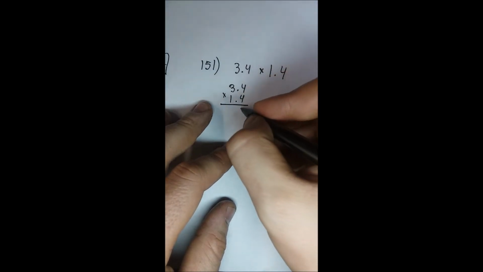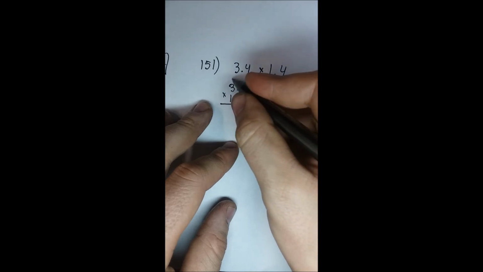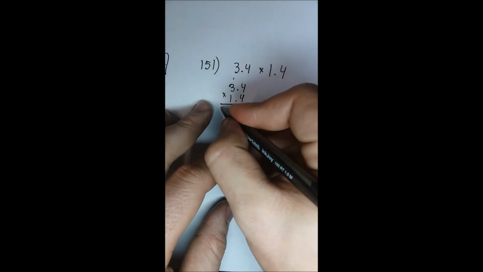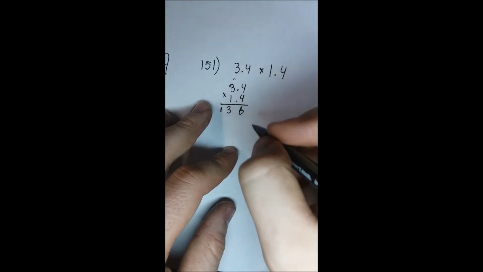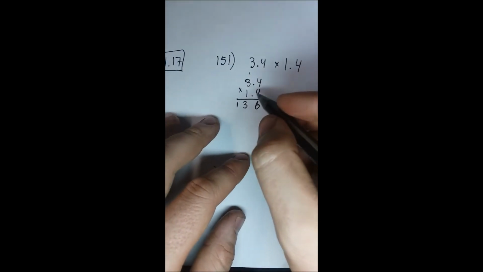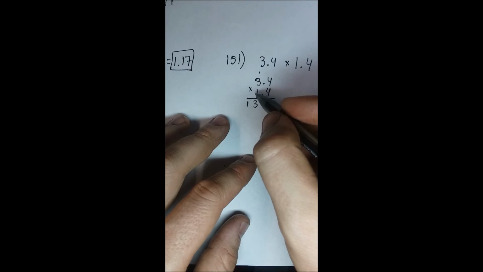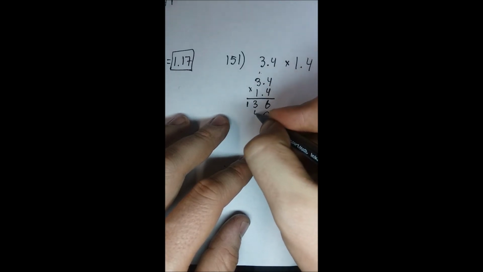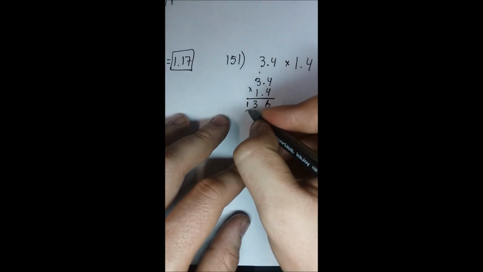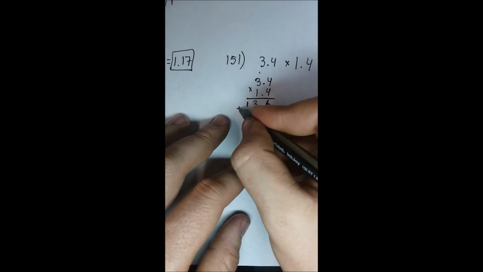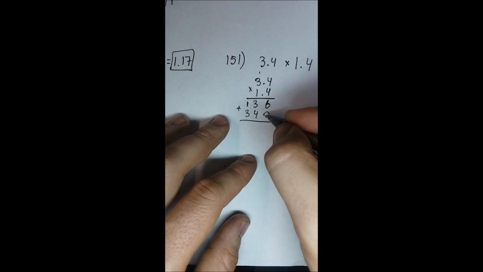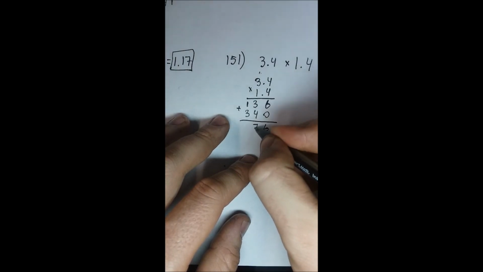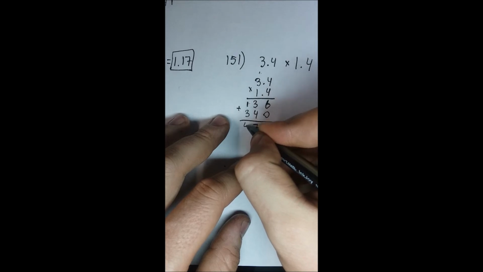So 4 times 4 is 16. Number 1. 4 times 3 is 12. 12 plus 1 is 13. Don't forget that little 1. So that's first. Then second portion here is 1 times 4. Drop a 0 here. 1 times 4 is 4. 1 times 3 is 3. Here you go. Add them together. 6 plus 0 is 6. 3 plus 4 is 7. 1 plus 3 is 4.